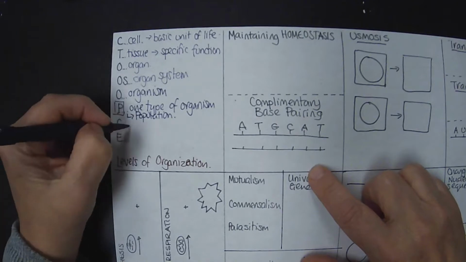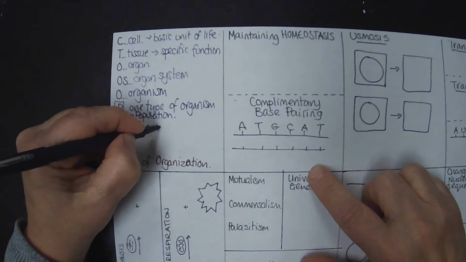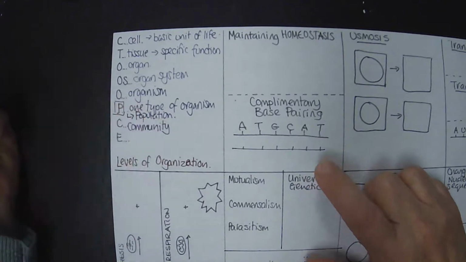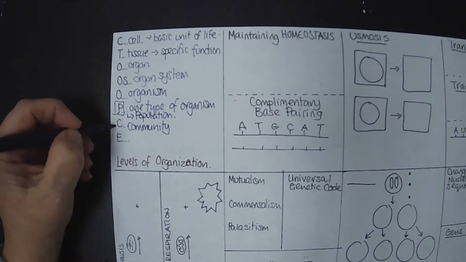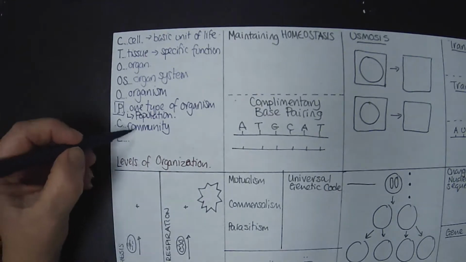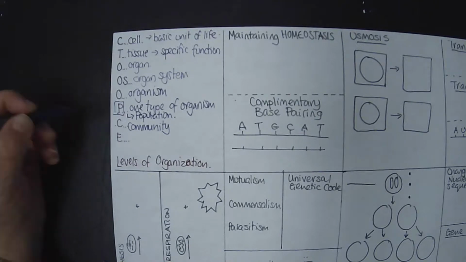The next level is community. And this is where, when we were talking about symbiotic relationships, mutualism, commensalism, parasitism, you're talking about at the level of a community, because you're talking about different populations and how they interact with each other. And so that's a community.